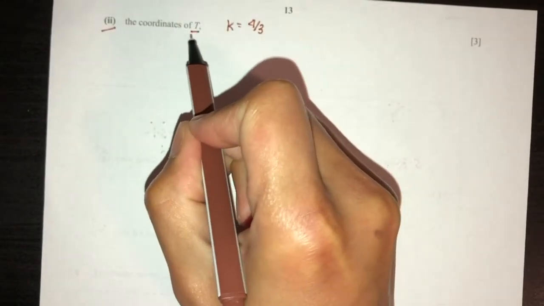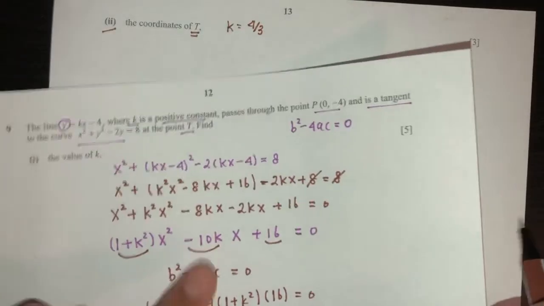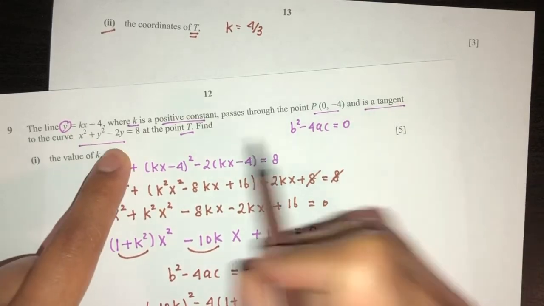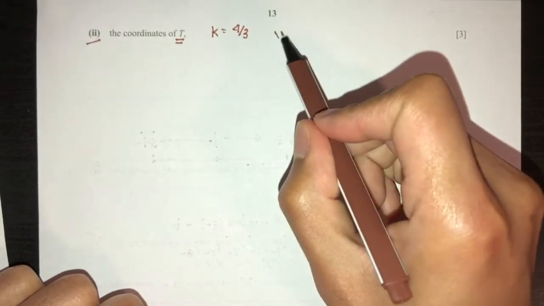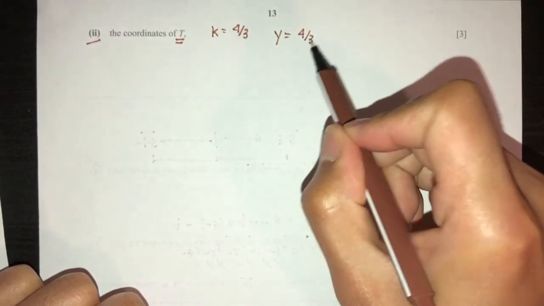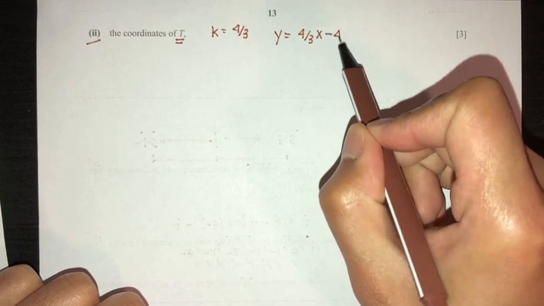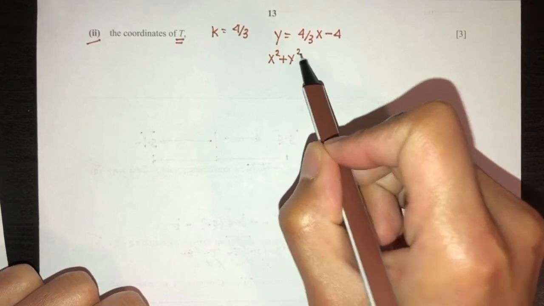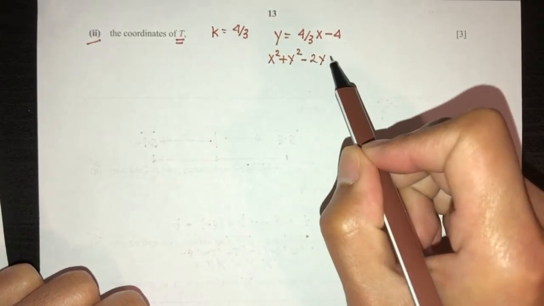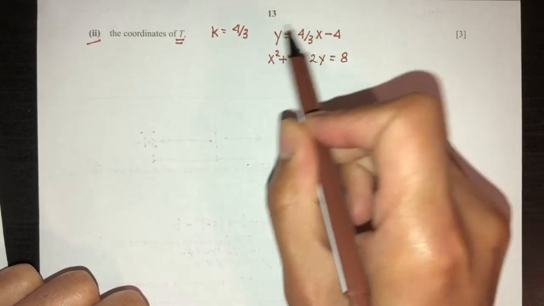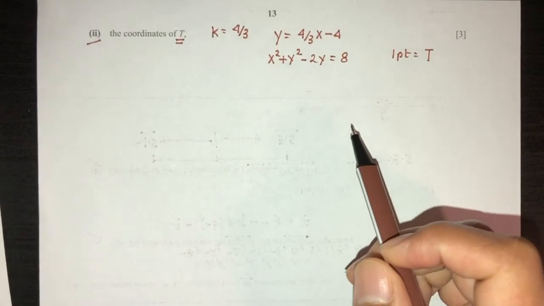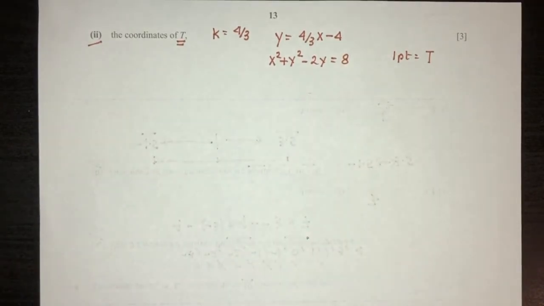Now where is the coordinates of T? It tells you that the line cuts the curve at one point, the point T. So we have the equation of the line, y equals k, which is 4 over 3, x minus 4, and the equation of the curve, x squared plus y squared minus 2y is equal to 8. It tells you that this meets with this at only one point, which is T. So we have to solve this simultaneously. That is one way of doing the question.